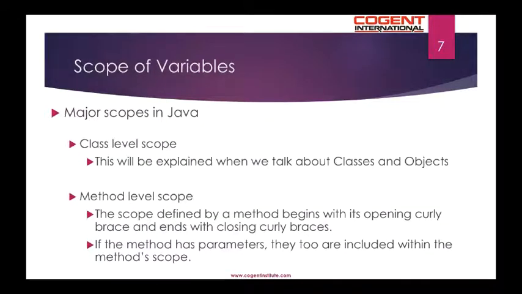The major scopes in Java, there are two types, class level scope and method level scope. Class level scope will be explained in the later modules. Method level scope, the scope defined by the method begins with its open curly brace and ends with a closing curly brace. If the method has parameters, they too are included within the method scope.